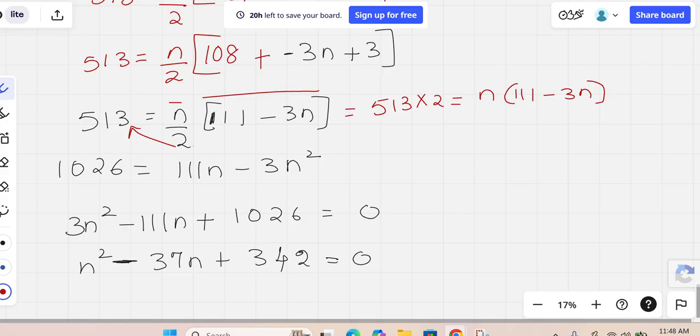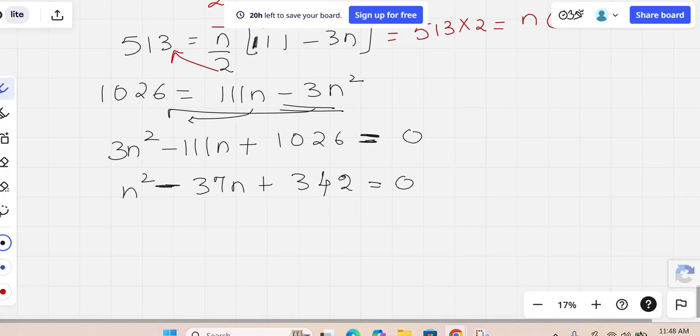After that, the 1026 equals 111n minus 3n square. After that, what do you do? I see my 3n square is negative, isn't it? To make sure that it becomes positive, I moved it to the left hand side. I moved this also to the left hand side, and in the right hand side, I only kept a 0. Can you observe? Yes, ma'am.